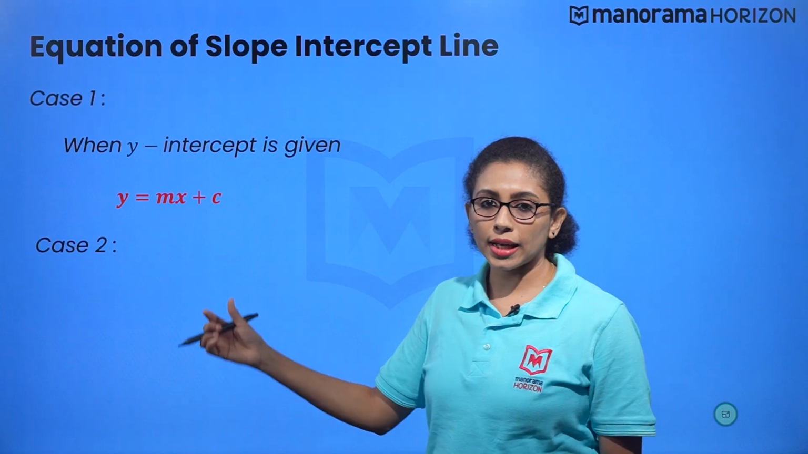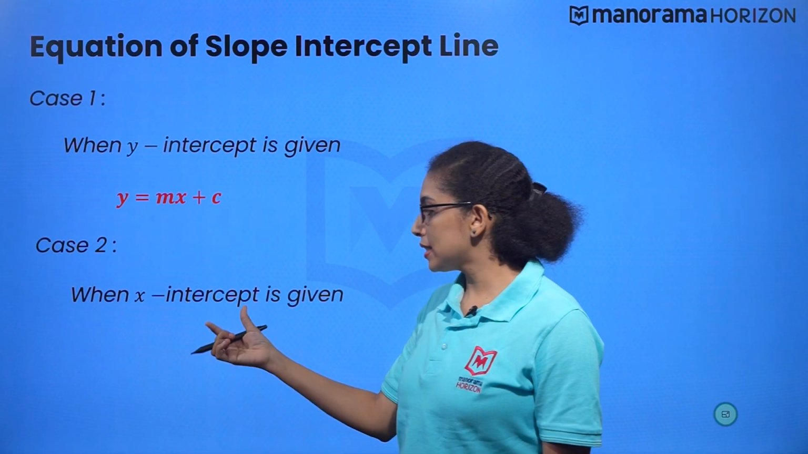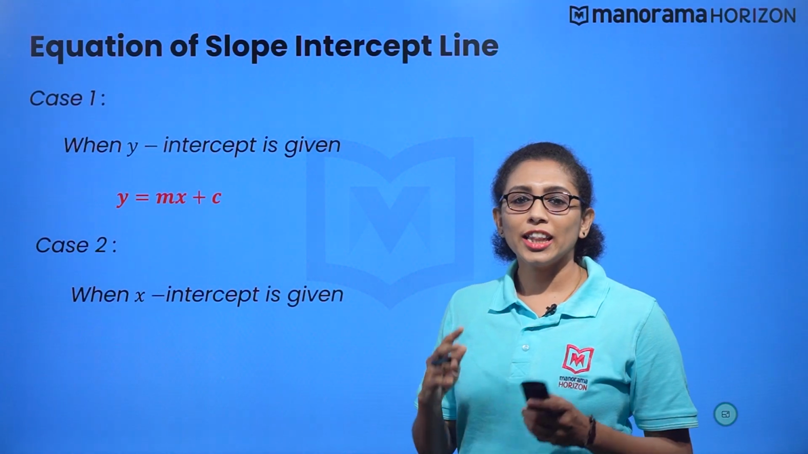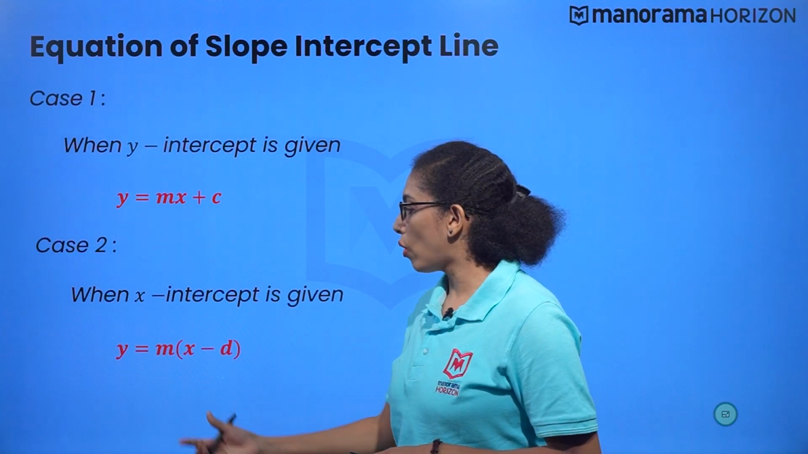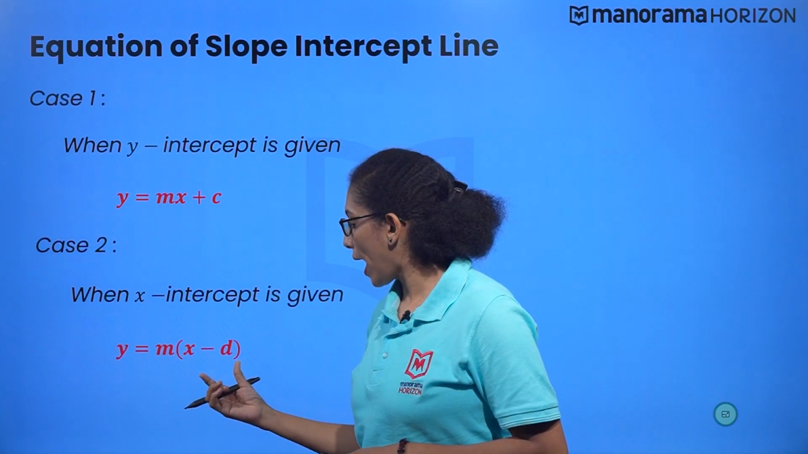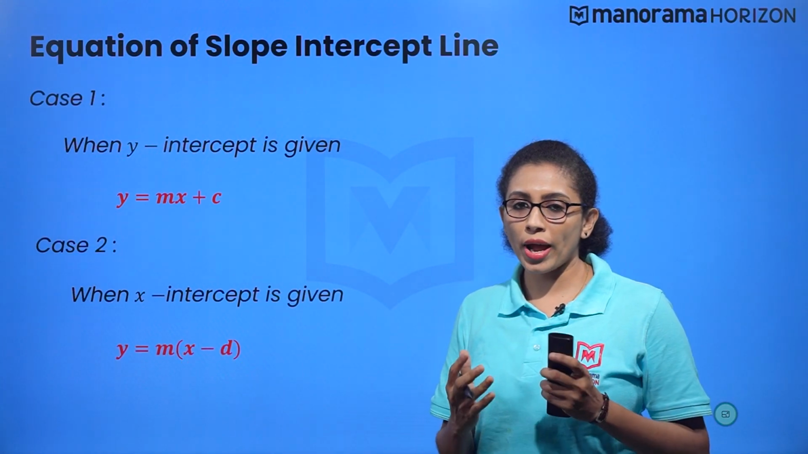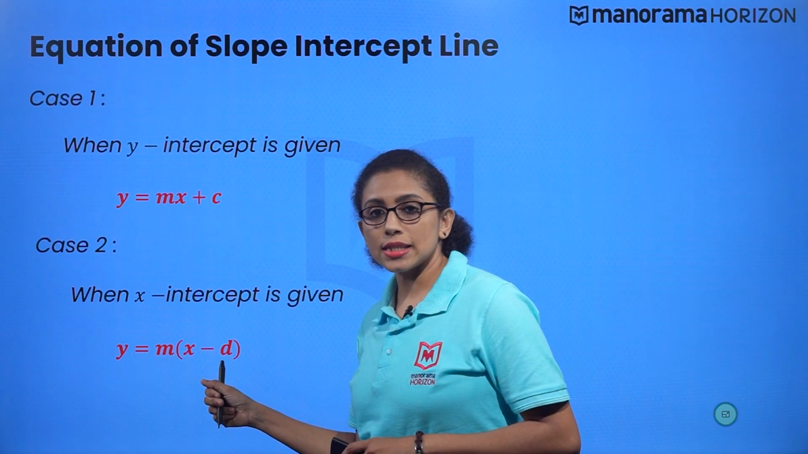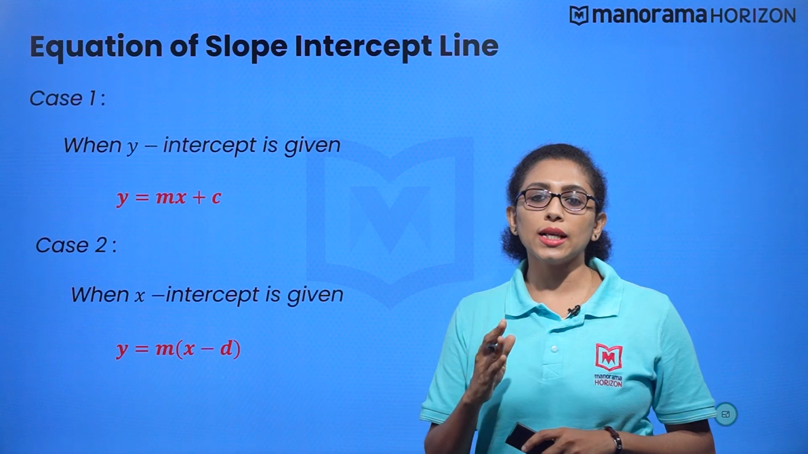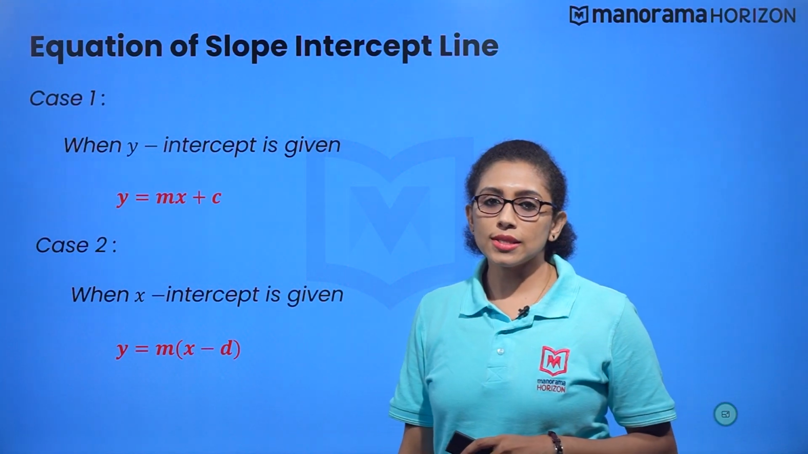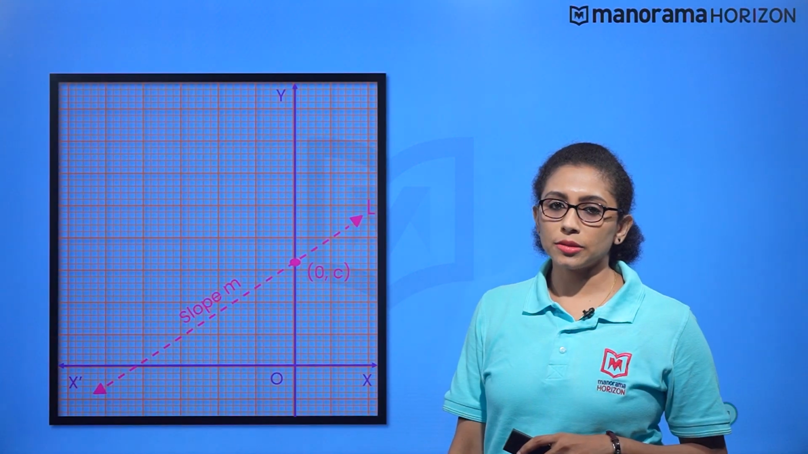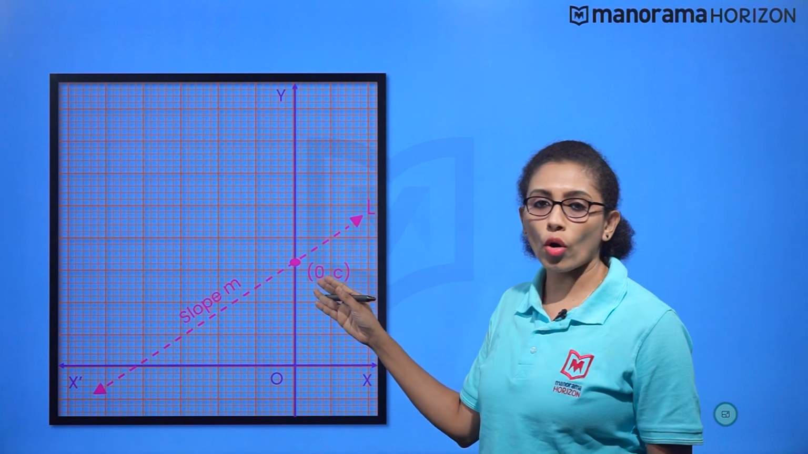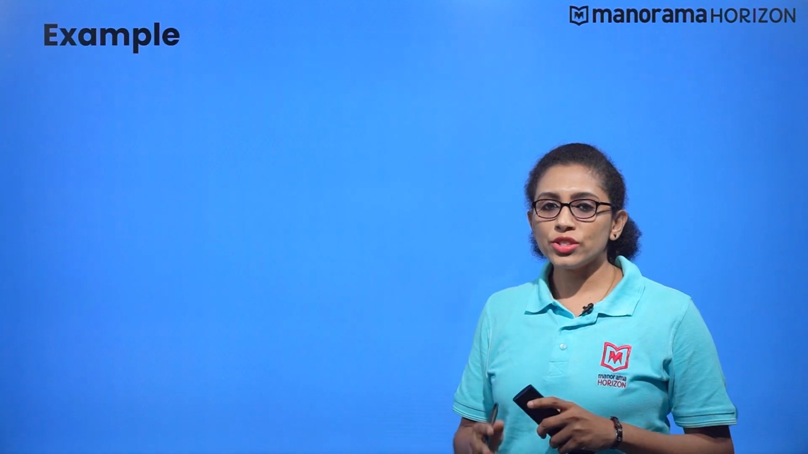Similarly, in the second case, when the x-intercept is given, then the equation of the line will be y is equal to m into x minus d, where m is the slope of the line and d is the point where the line cuts the x-axis. Here is the figure to understand. Alright, this is slope and this is a point 0, c. Let's take an example to understand it.